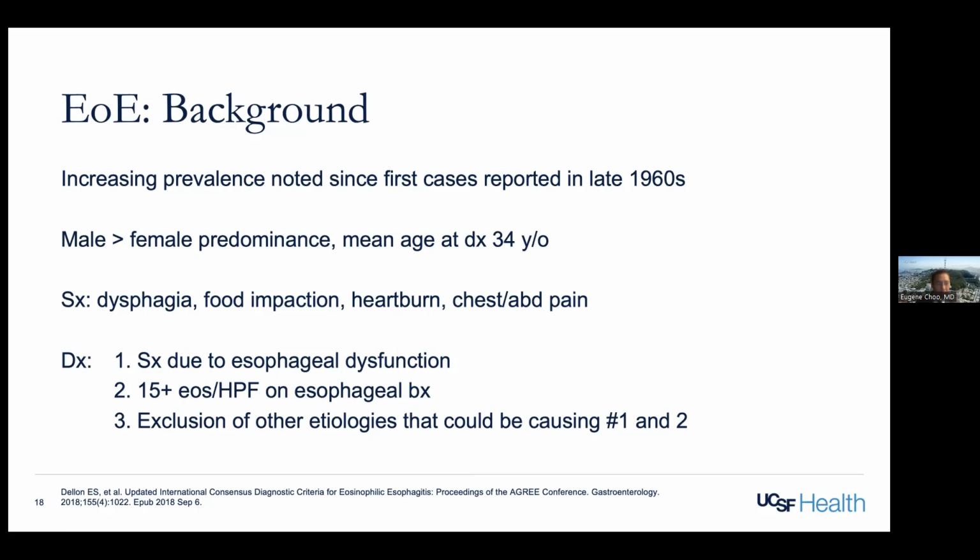And diagnostic criteria, really, first we need to see that there are symptoms due to this esophageal dysfunction. Second, we need to see at least 15 eosinophils per high power field, typically on esophageal biopsy. Ideally, the biopsies are taken from multiple sites. And then lastly, exclusion of other etiologies that could be causing those number 1 and number 2.